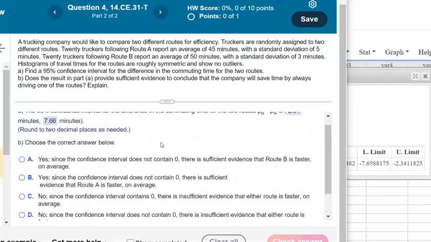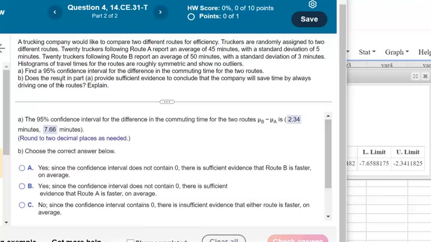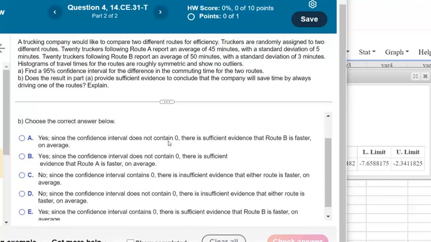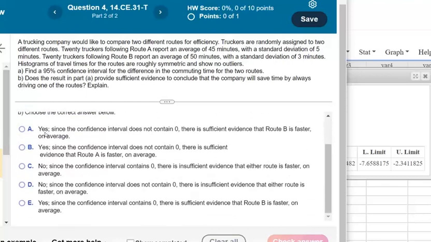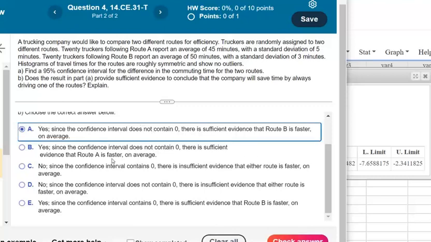Okay, choose the correct answer below. Oh, so we're supposed to make a decision. Does the result provide sufficient evidence? Yes, it does, because look, the difference between these two isn't 0. If mean A and mean B had a chance at being the same, then subtracting something by itself would be 0. 0 is not in that interval. So yes, there is some sort of difference. Since the confidence interval does not contain 0, there is sufficient evidence. This is the correct option.